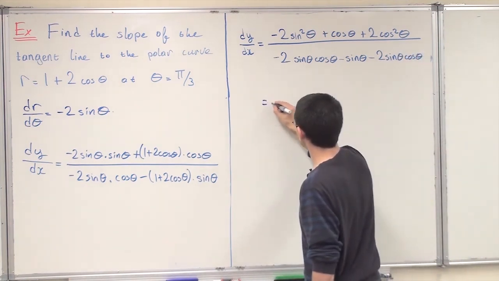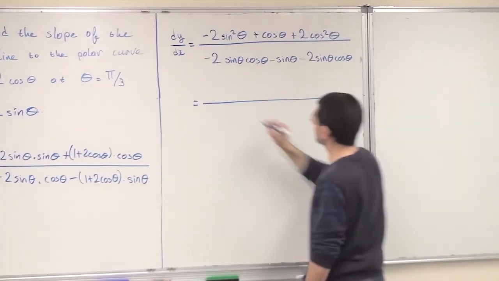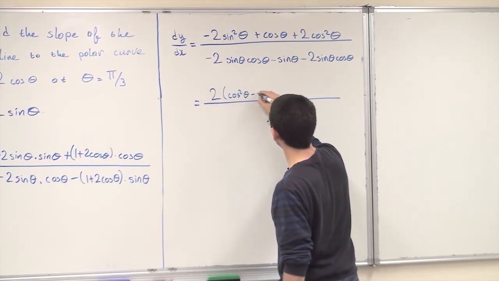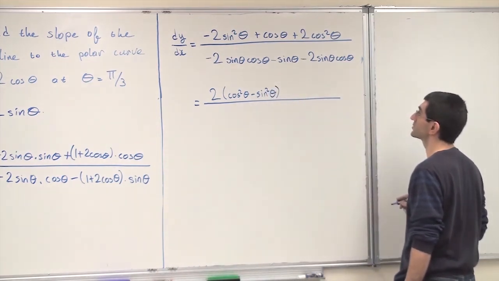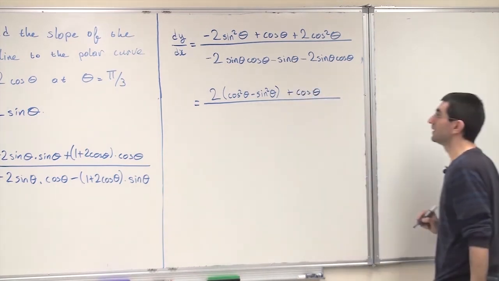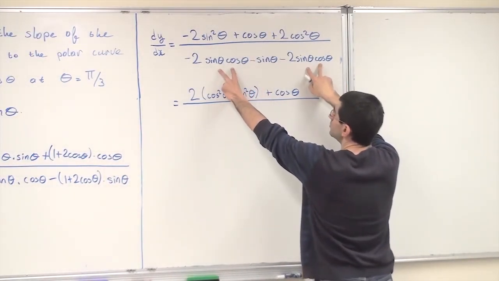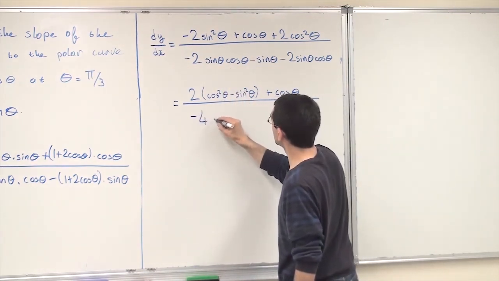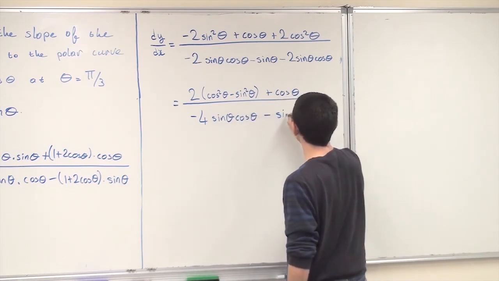Okay, let's continue to simplify this. In the numerator, I'm going to factor out the 2 from the cosine squared and the sine squared. So we get under the parentheses 2 times cosine squared minus sine squared. Okay, and what's left is cosine theta. In the denominator, we can group these two negative 2 sine theta cosine theta and get negative 4 sine theta cosine theta minus sine theta.